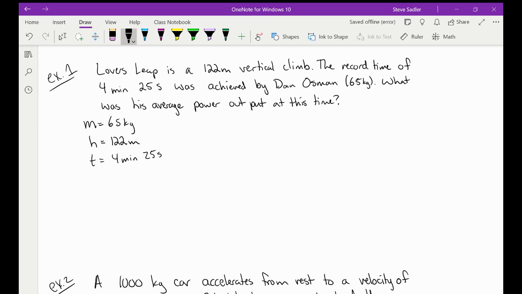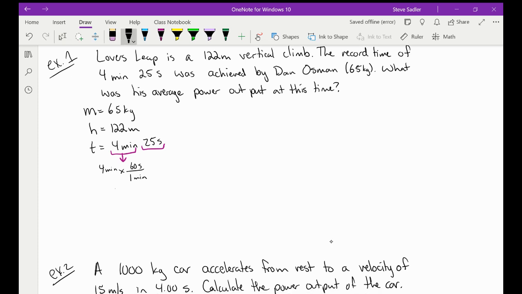This one's a bit of a weird one. We want to convert this to seconds. This chunk is already in seconds, so we just want to convert this one into seconds. So 4 minutes multiplied by, 1 minute is 60 seconds. So basically 4 multiplied by 60 is 240, and we have 25 seconds. So our actual time is 265 seconds.